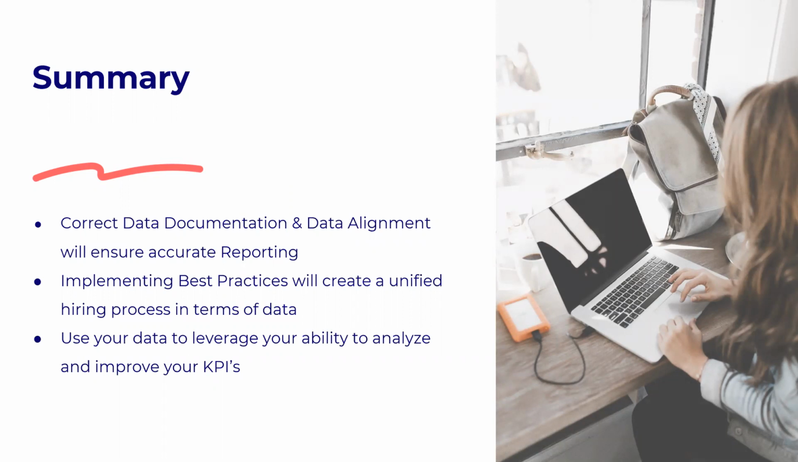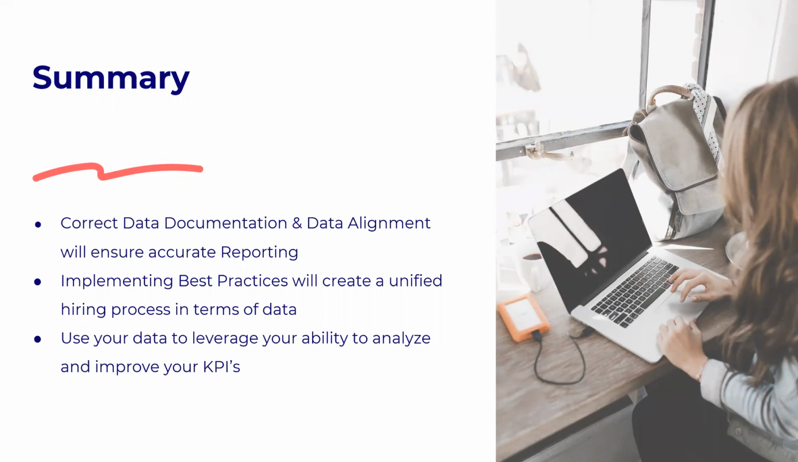Correct data documentation and data alignment will definitely assure accurate reporting. You can only count on your reports for being reliable if the data is accurate, if it was documented at the right point in time, and if you're all documenting, for example, the hire date as the date that the candidate signed the contract, and not every recruiter marking the hire date, which signals different things. So once you have this time to align the data and align your team to best practices, you'll be able to see the reports are more organized and more clear. And of course, this will help you create unified hiring processes.